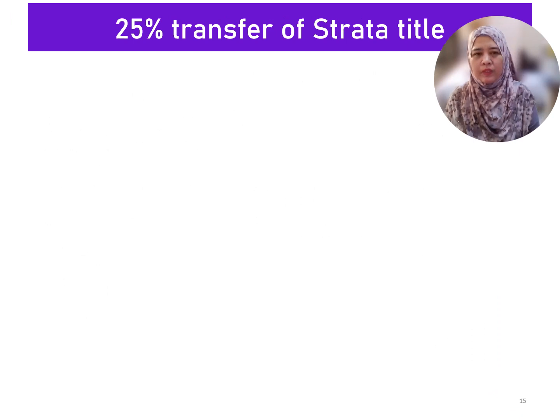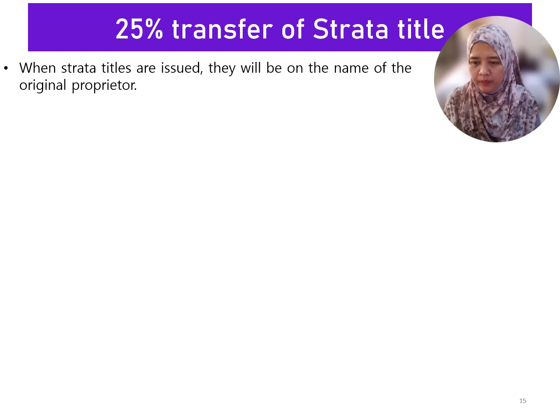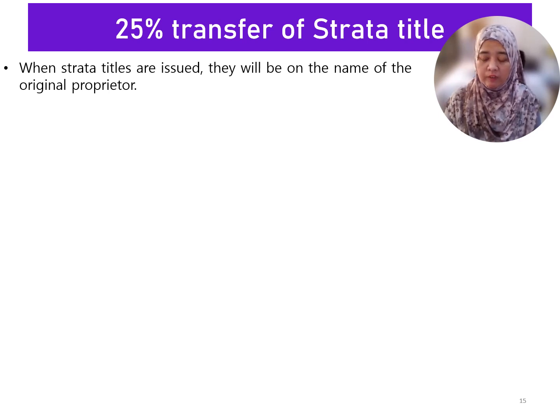Okay, this slide will discuss in more detail the process ataupun the meaning of the 25% transfer of strata title that was mentioned in the previous slide. So it says that when strata titles are issued, first issued, they will be on the name of the original proprietor, either the landowner lah, either the developer kalau mereka dah beli tanah tu, if they develop on their own land. Kalau JV maknanya ada another proprietor.